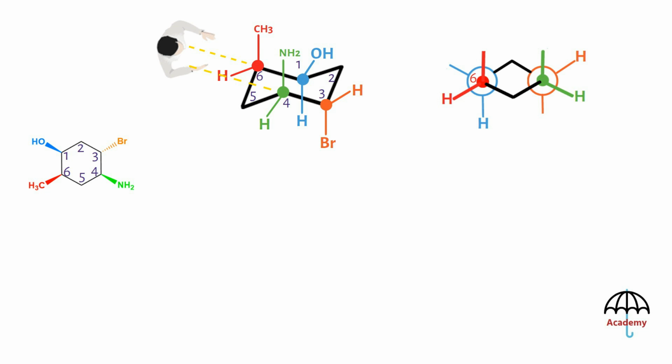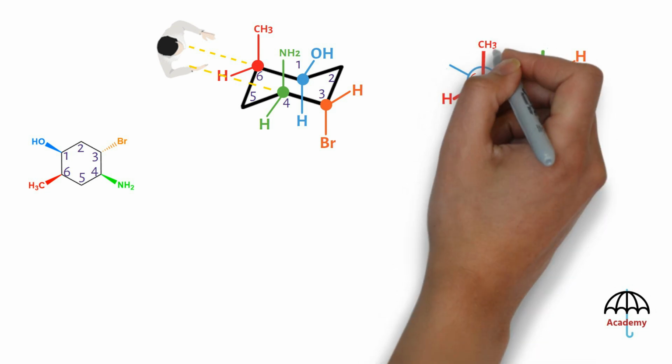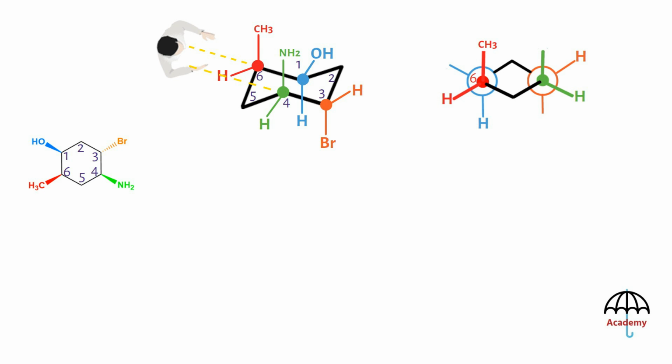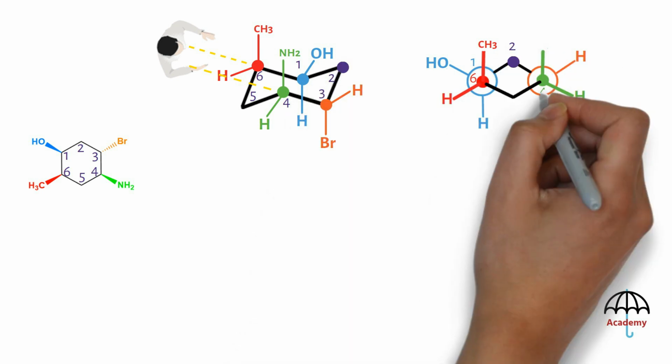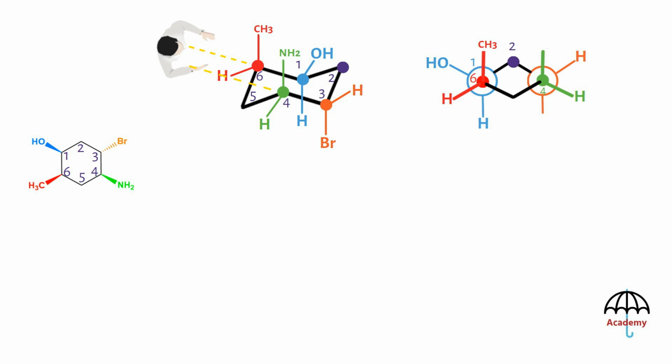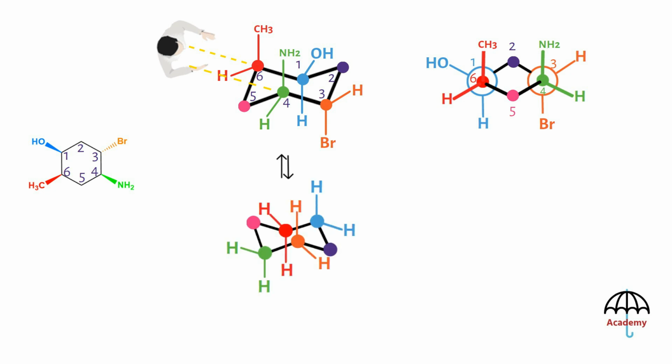This front carbon is C6 and has methyl on axial up position. This back carbon is C1 and has hydroxyl on equatorial up position. This C2 is on back and up. So it is here. The front carbon of other bond is C4. It has amino group on axial up position. Back carbon is C3 which has bromine on axial down position. This C5 is on front and down. So it is here.